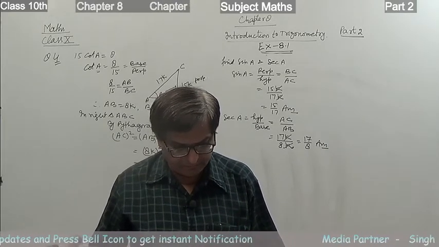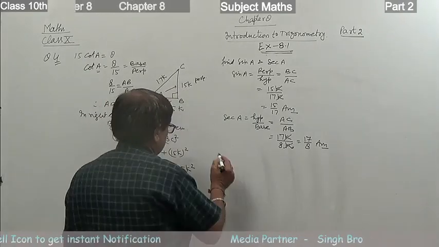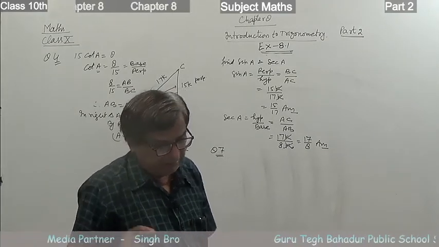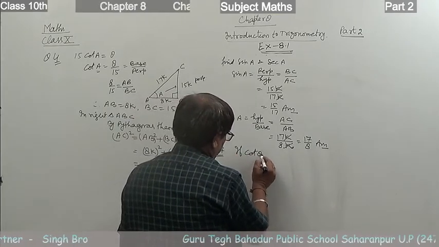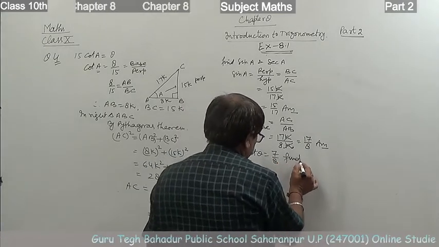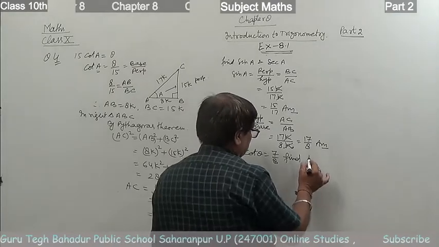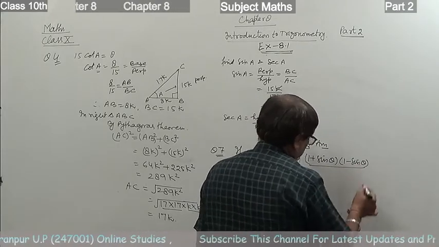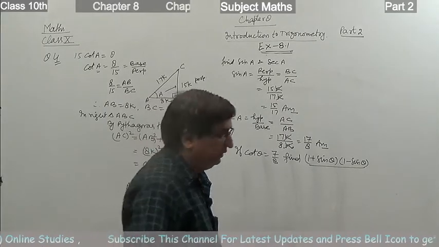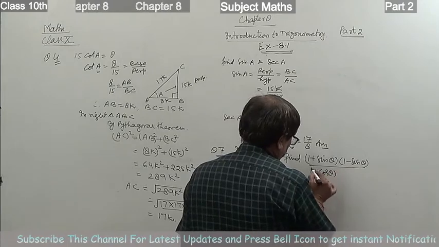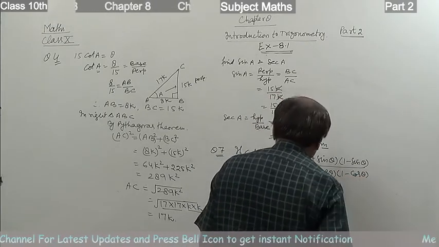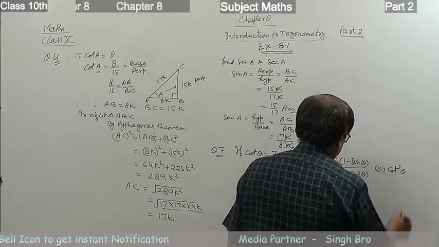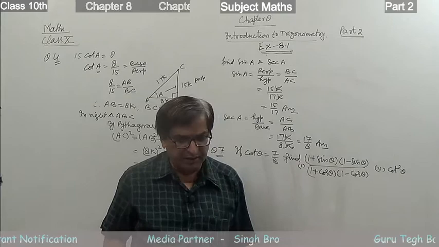Now see the question number 7. If cot theta is equal to 7 upon 8, find (1 plus sin theta)(1 minus sin theta) upon (1 plus cos theta)(1 minus cos theta), and also second part cot square theta. This is called angle theta. This is a Greek letter, that is theta.